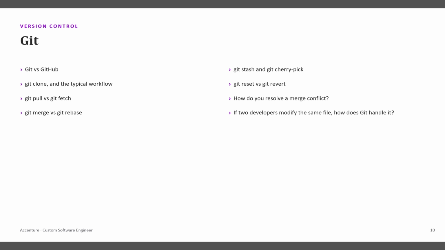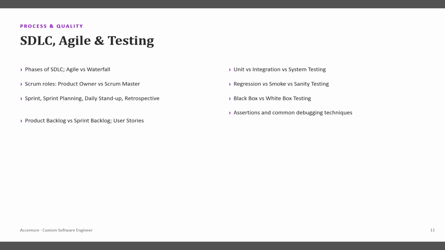Section 8. Git. Quick but important section. Git versus GitHub, Git clone, and the typical team workflow. Git pull versus Git fetch, and Git merge versus Git rebase. Then, Git stash and Git cherry-pick, Git reset versus Git revert. And the question that almost always comes up: how do you resolve a merge conflict? And what happens if two developers modify the same file at the same time?